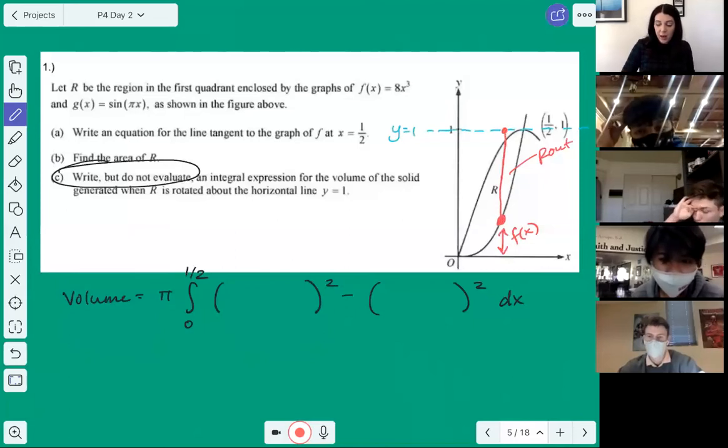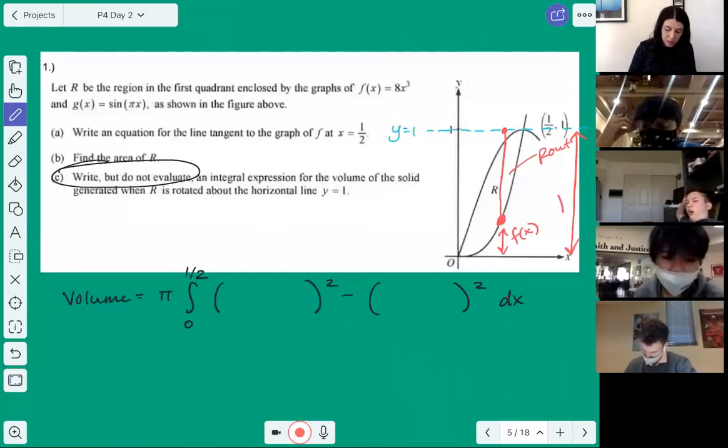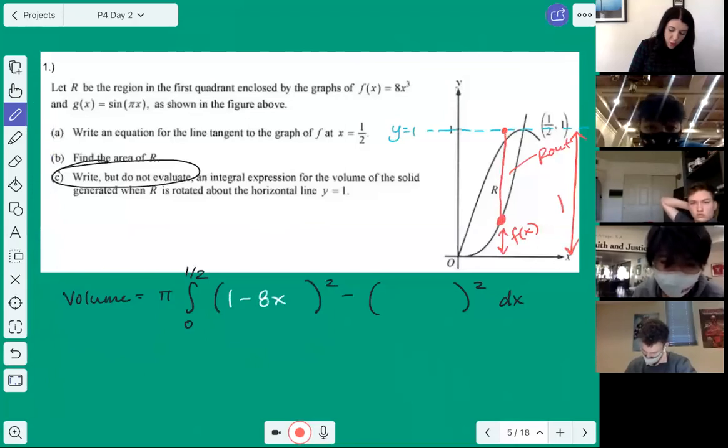Okay, and then this total distance here from the x-axis to that curve is 1. So Dominic, what would my R out be? 1 minus 8x cubed. Perfect. 1 minus 8x cubed, or again, it's equivalent if you wrote 1 minus f of x. So this exact same thing, if you wrote 1 minus f of x, that's fine as well.